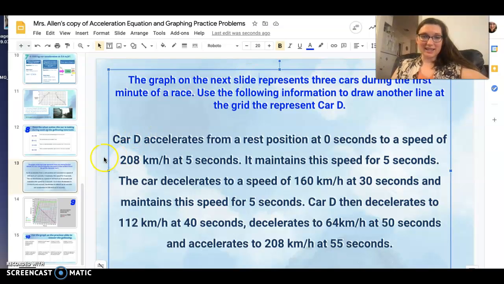So the graph on the next slide represents 3 cars during the first minute of the race. Use the following information to draw another line on the grid to represent car D. Car D is a reckless driver, I will tell you that right now. Car D accelerates from a rest position at 0 seconds to a speed of 208 kilometers per hour in 5 seconds. That's not a good idea.